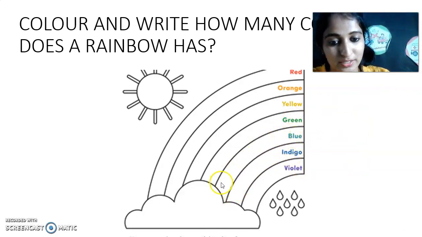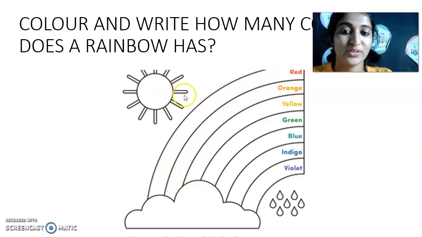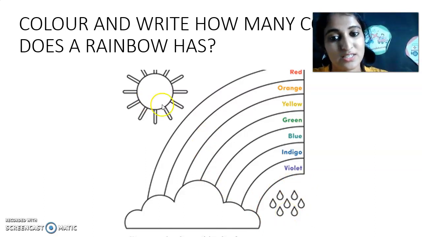Next is blue here. Green, you have to color green. You have to color yellow. You have to color orange, red. These are the rainbow colors. You can see the sun and you can see the raindrops. These are the raindrops. This is the sun. This is the cloud. You have to color the raindrops, cloud and sun, right? This is the first activity.